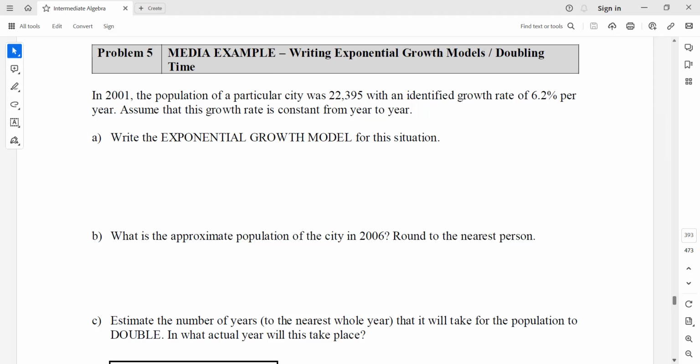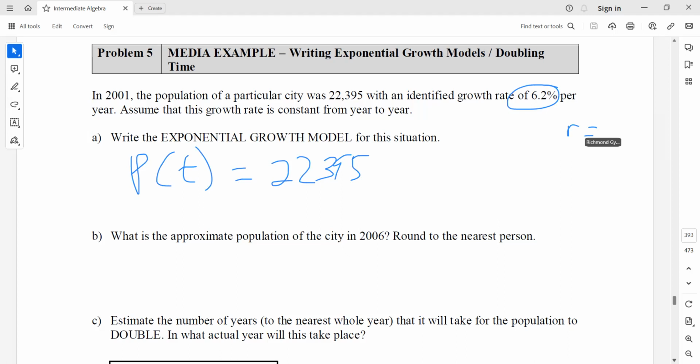So in 2001, that is our starting year or initial year, the population was 22,395. So my P of t is going to be A, which is 22,395. And then our growth rate, R, is 6.2%, which will be 0.062, right? If you divide that by 100, 6.2 divided by 100. So this would give me 1.062 to the power t. That's it.